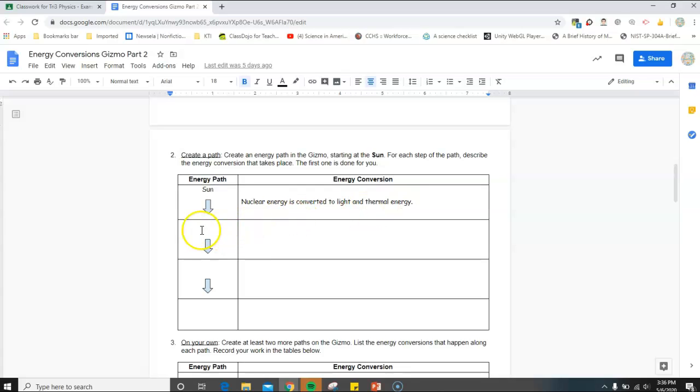So now you want to continue this. You want to type in the next path, the next thing in the energy pathway, and describe that energy conversion. So energy is converted from what to what. And the same thing here and here. So there's no arrow here because this is the end of your pathway.